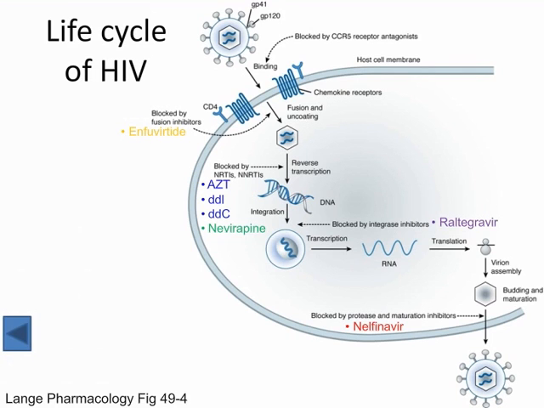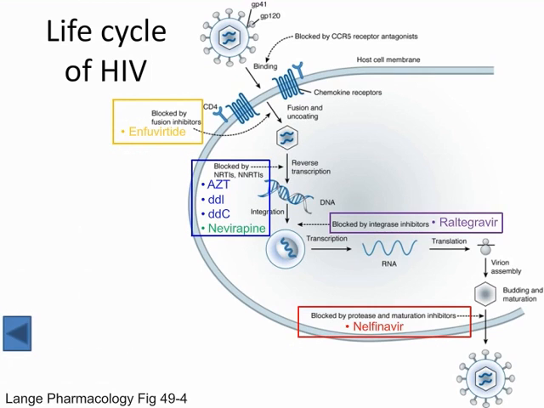So here's the life cycle of HIV. Be sure to know those drugs and what they block. These are the same drugs that you saw in the previous slide. So, for example, he can ask a question, what blocks the fusion and uncoating of a virus? That would be blocked by your fusion inhibitors, which is enfuvirtide.